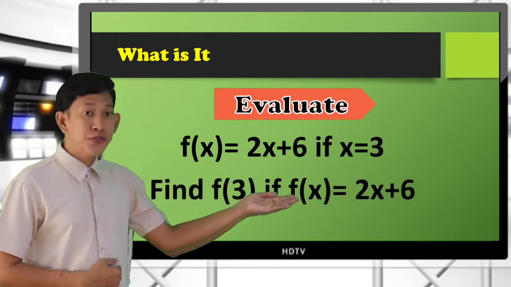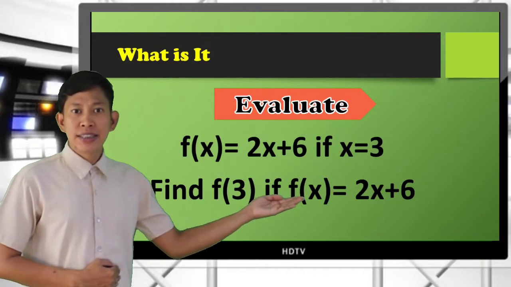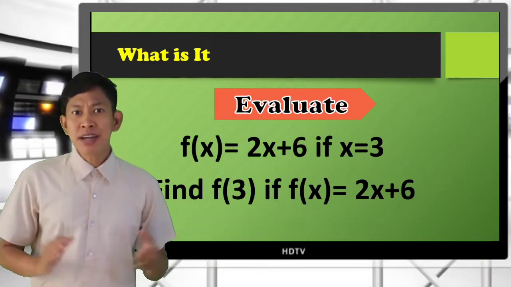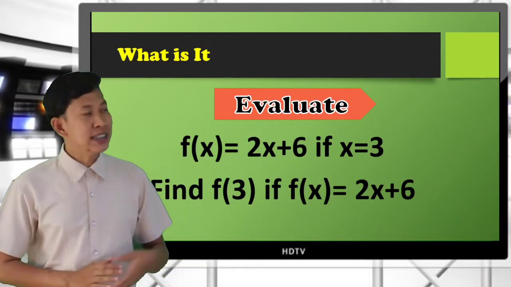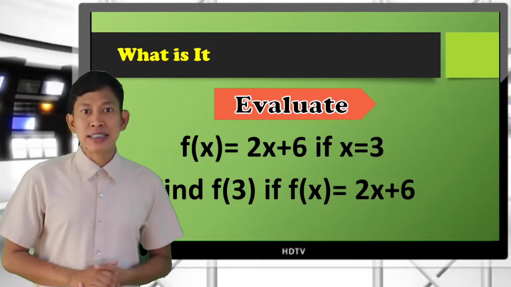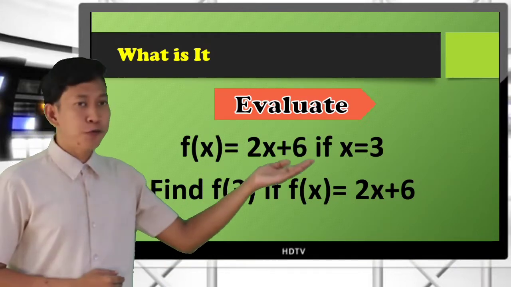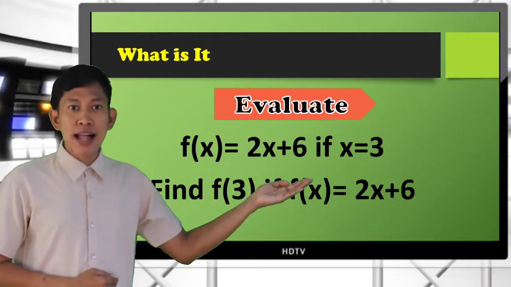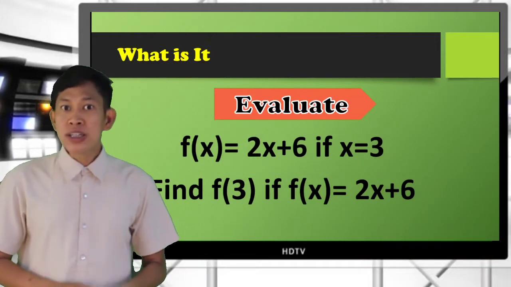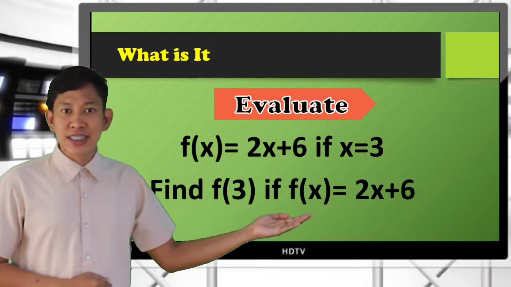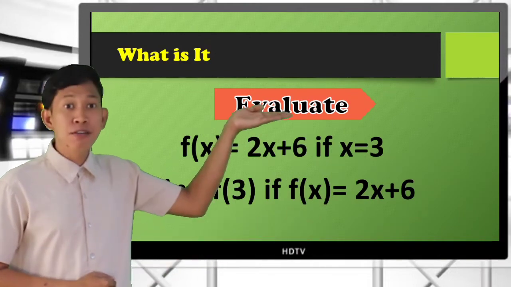Find f of 3 if f of x is equal to 2x plus 6. So, if you encounter the question or this statement, it means the same thing. Why? Because f of 3 means the x value is equal to 3, which is similar to this. So I repeat, this is another way of presenting this.